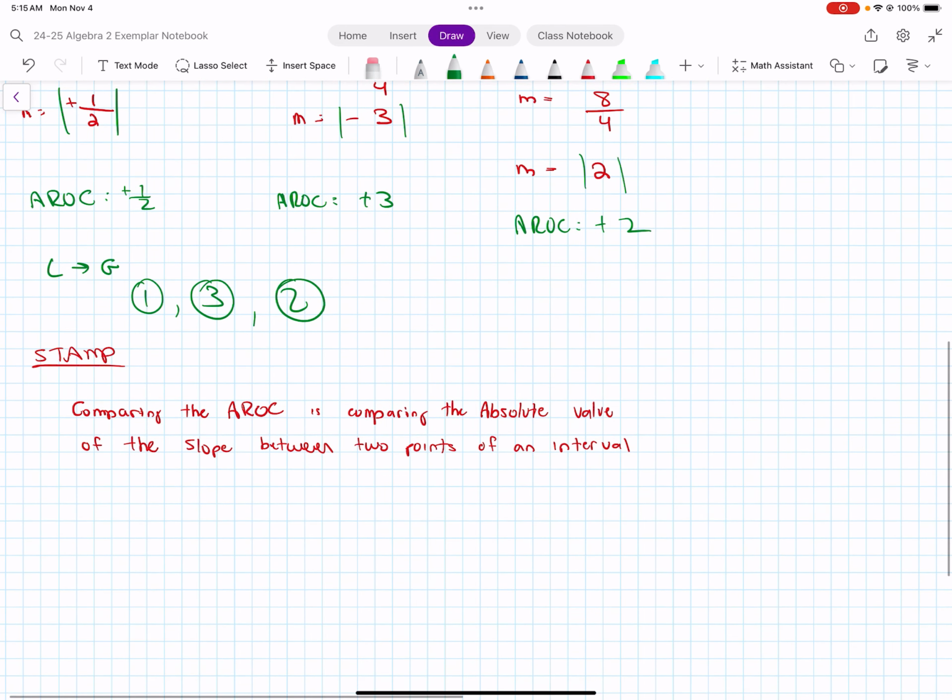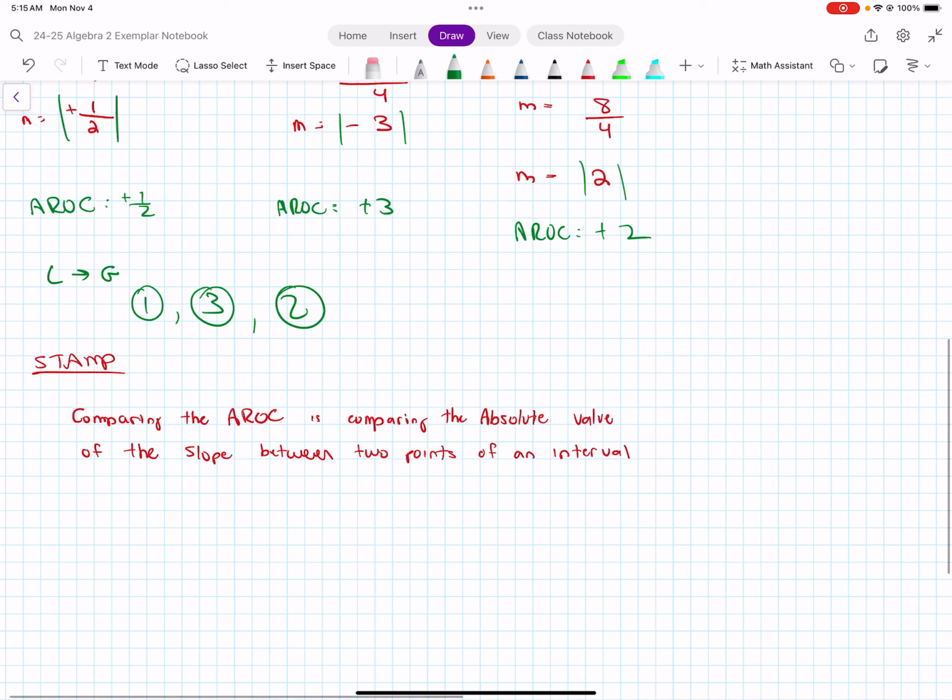Concluding that when comparing the average rate of change, AROC is comparing the absolute value of the slope between 2 points of an interval.